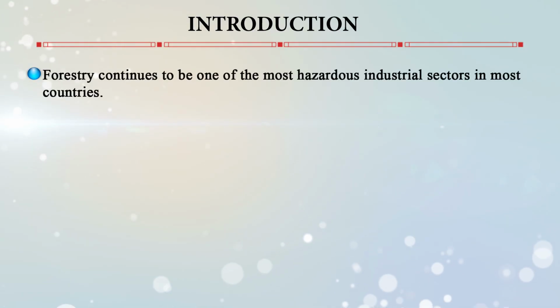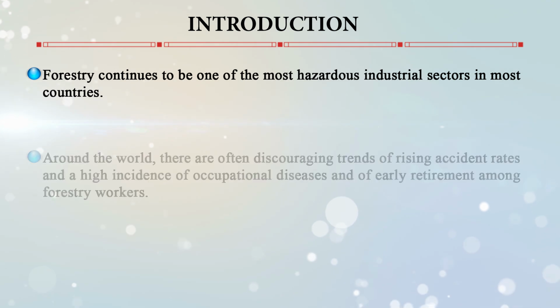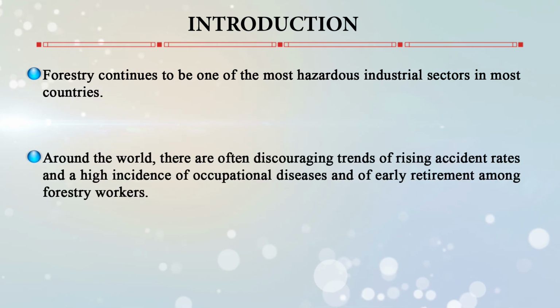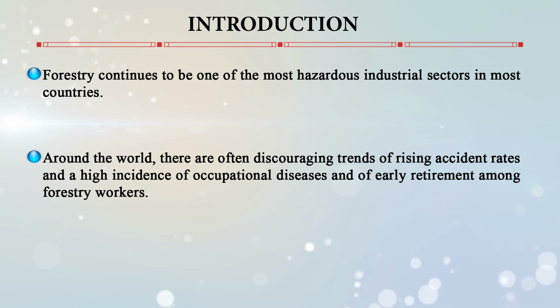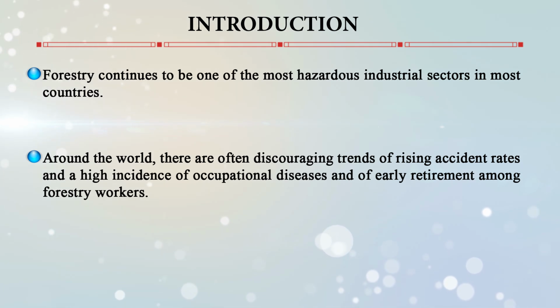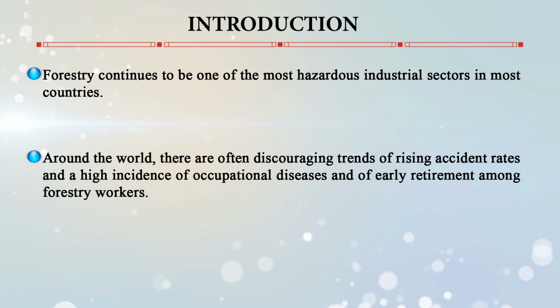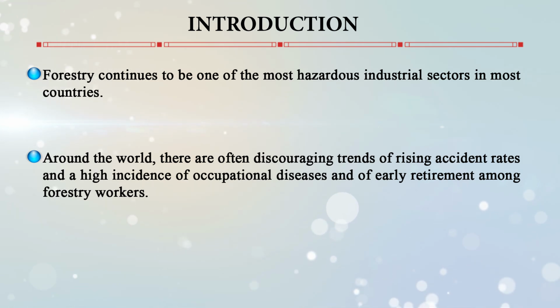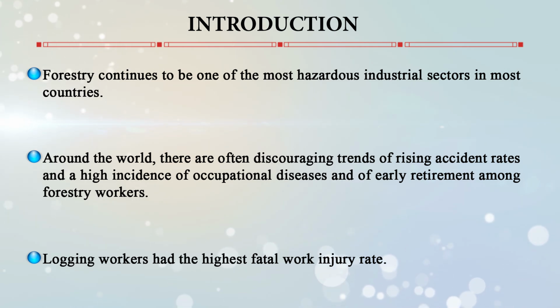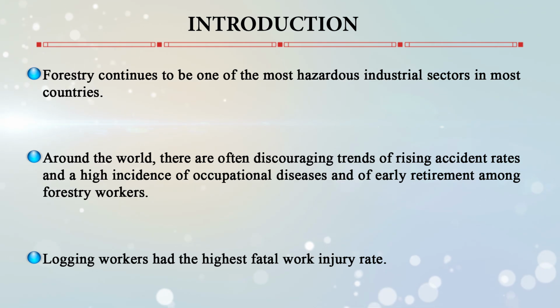Forestry continues to be one of the most hazardous industrial sectors in most countries. Around the world, there are discouraging trends of rising accident rates. There can be a high incidence of occupational diseases and also early retirement among forestry workers, because they are infected with certain infections and are unable to work anymore. They have joint pain, skeletal pain and so on. It has been discussed that logging workers have the highest fatal work injury rate. In mechanized logging, the highest accident rate results from equipment maintenance and repairs, and manual logging of remote areas. Falls can also occur when body parts are pinned between logs or equipment, whereas struck-by injuries can occur from falling trees, branches, rolling logs or kickback from the power source.